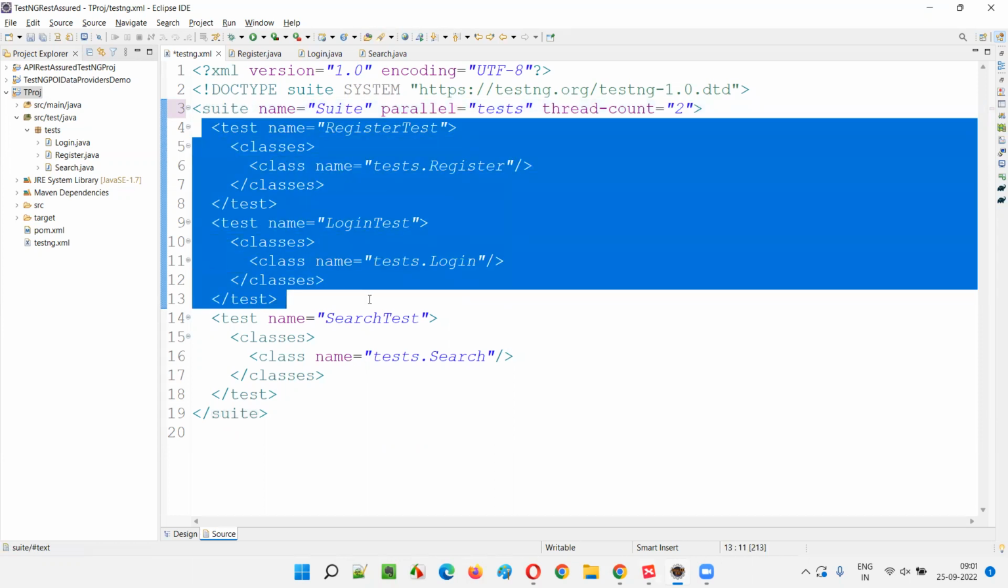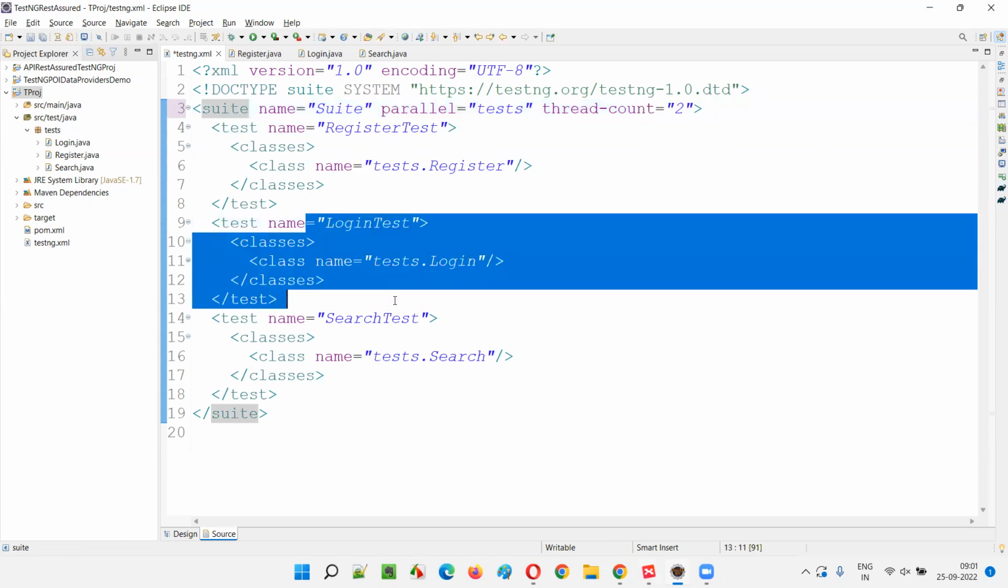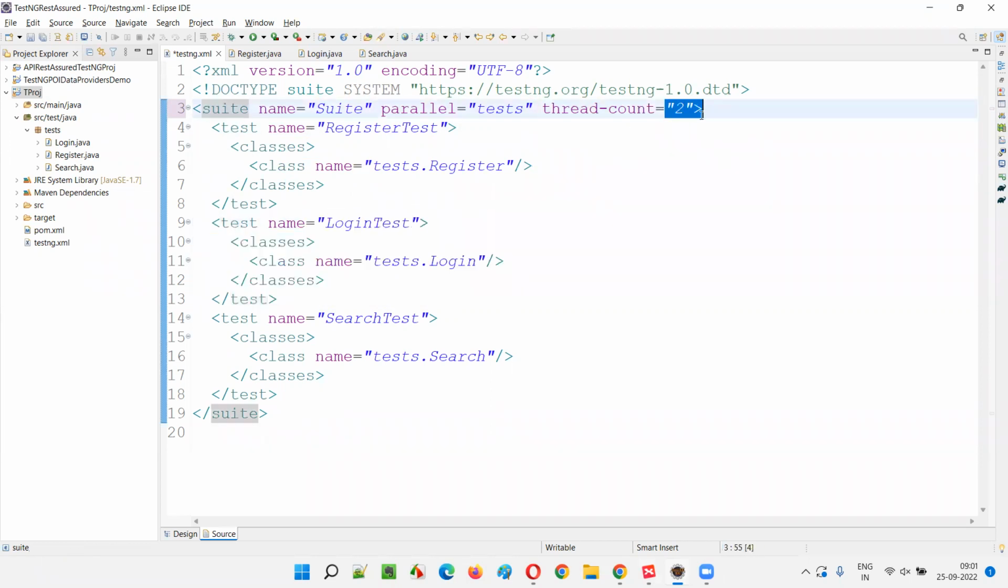Anyhow, in the testng.xml file, first it will give preference to register test and login test. So register test will occupy one thread. One of the test methods from the register test group will occupy one of the threads, and another test from the login test will occupy another thread, right?